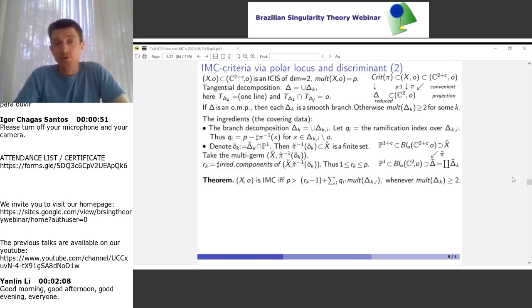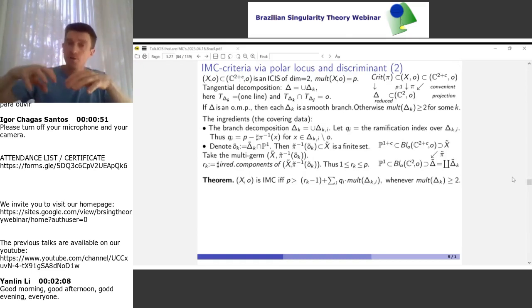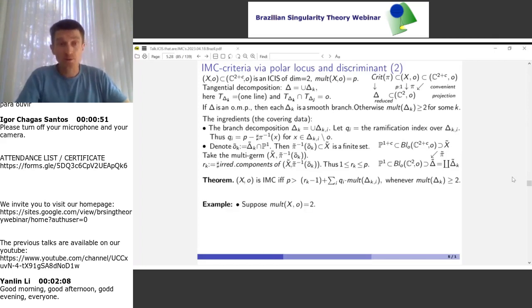Here is now finally the full statement. Once again, the complex analytic surface singularity, isolated complete intersection, is IMC if and only if this statement holds whenever delta K is singular, whenever its multiplicity is at least 2. So you take the discriminant, decompose it tangentially, and for each non-smooth part, you check this condition. So this is the theorem. Let's see how it works in examples.